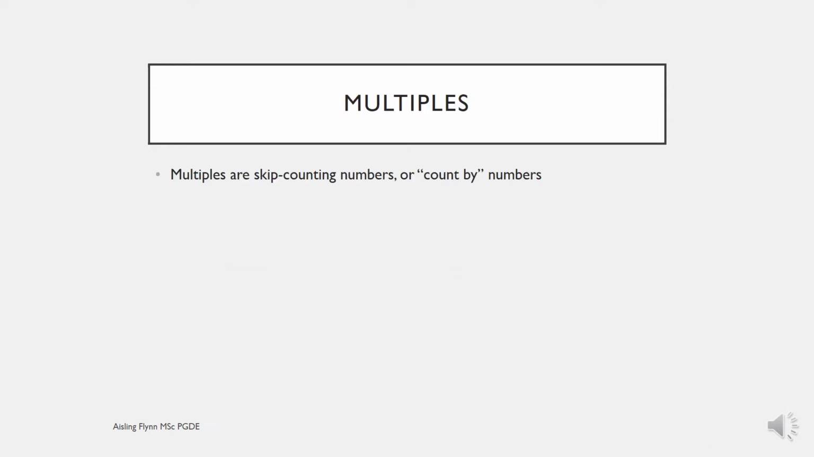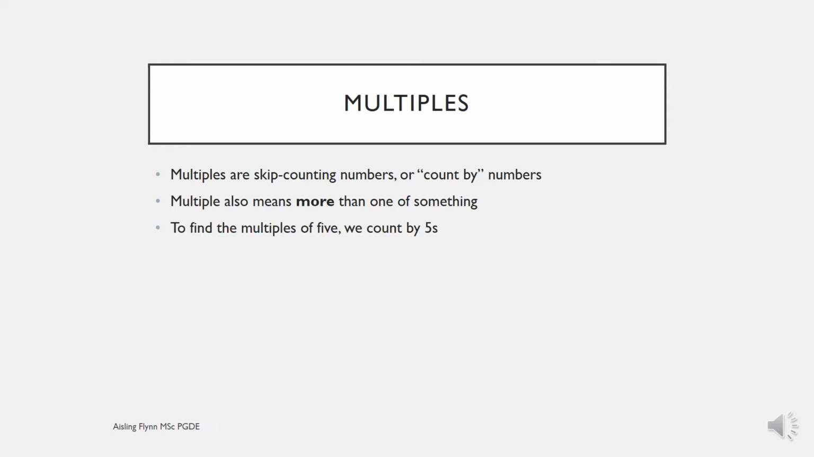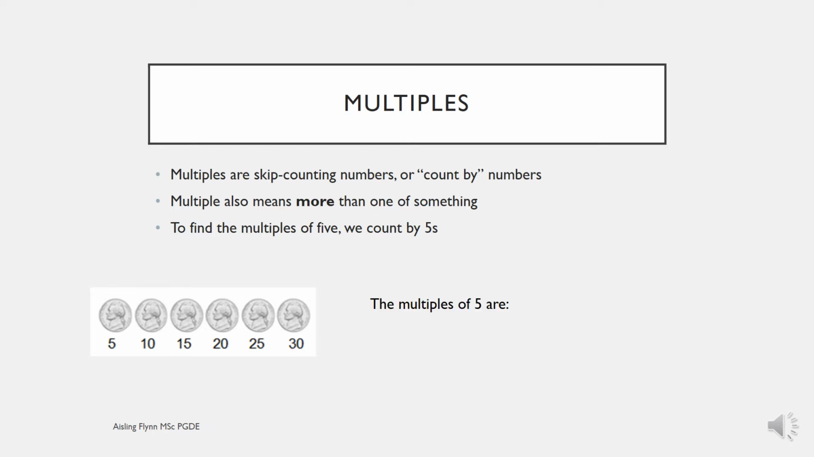Multiples. Multiples is the name given to those skip numbers or count by numbers. The word multiple means more than one of something. For example, we'll look at the multiples of 5 and count by fives. So 1 5 is 5, 2 5s makes 10, 3 5s makes 15, 4 5s makes 20, and so on. The multiples of 5 are 5, 10, 15, 20, 25, 30.